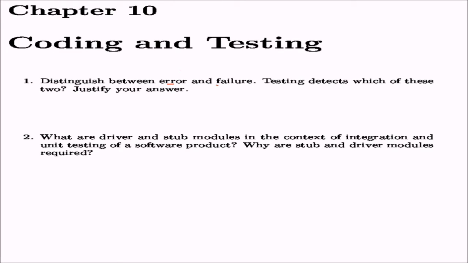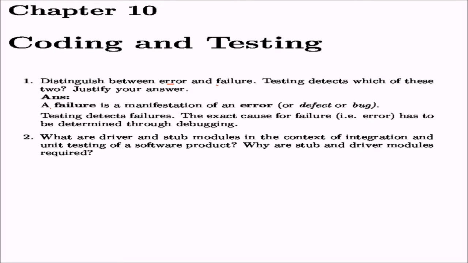We have learned about error and failure in the theory section. The failure is the manifestation of an error, also called a defect or a bug. So failure is the result of an error, and testing will detect the failure. The exact cause of the failure, that is the error, has to be determined through debugging, because an error may be present there but may not result in a failure, but an error will always have a possibility of creating a failure.